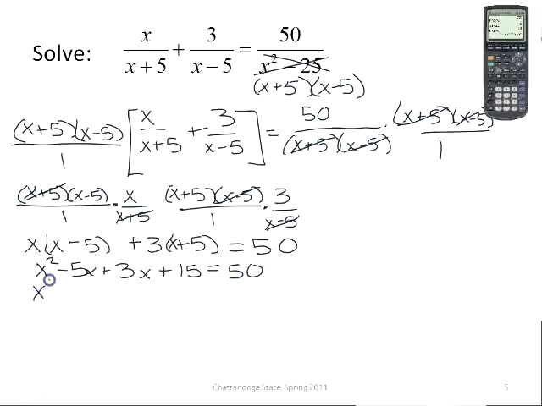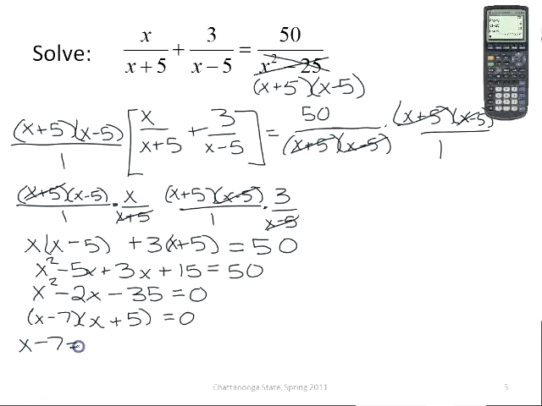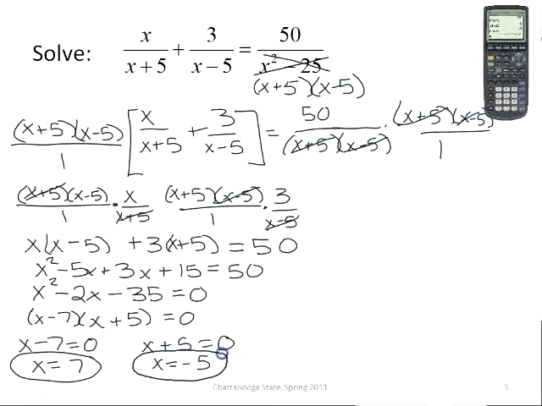So once again, I have a quadratic equation. I want to get it in standard form. So I combine my x terms together, and I subtract the 50 from both sides. So that's going to be minus 35 for the constant term. Now I can solve this equation by factoring. This factors into x minus 7 times x plus 5. So when I set each factor equal to 0, I get x equals 7, and I get x equals negative 5.